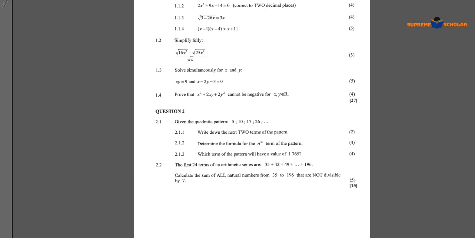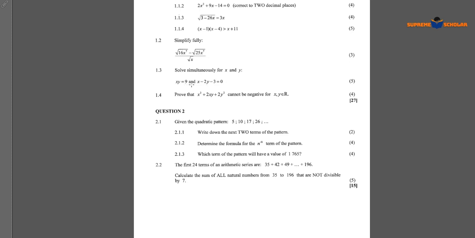In this video, we are going to be tackling question 1.3. Question 1.3 is a simultaneous equation. A simultaneous equation is basically two equations that have two unknowns.